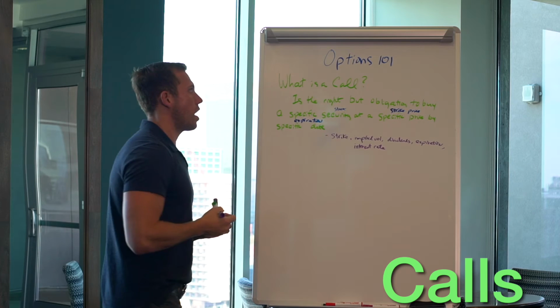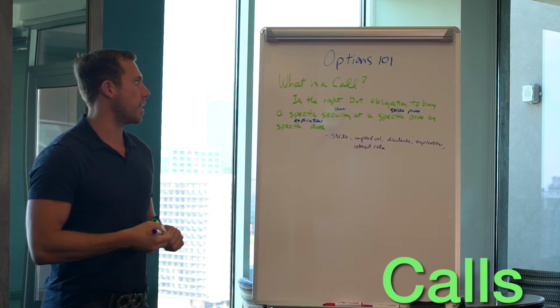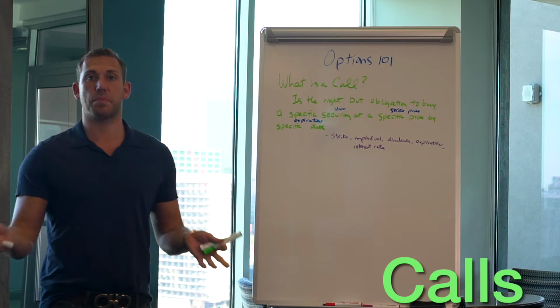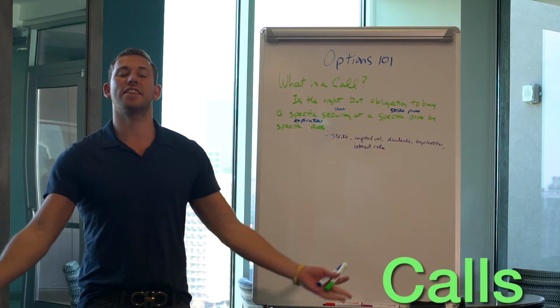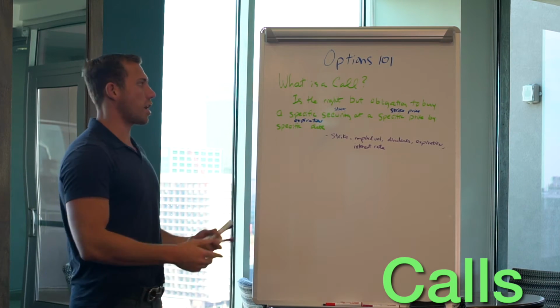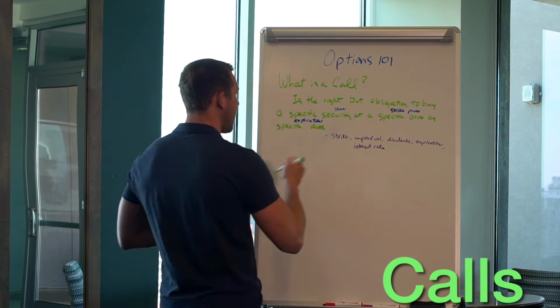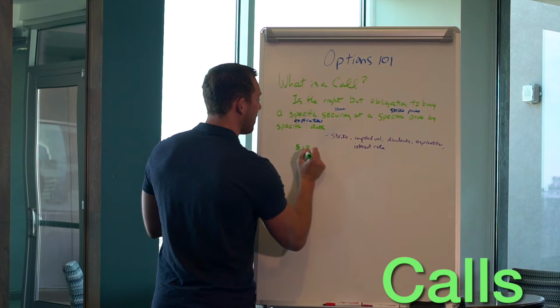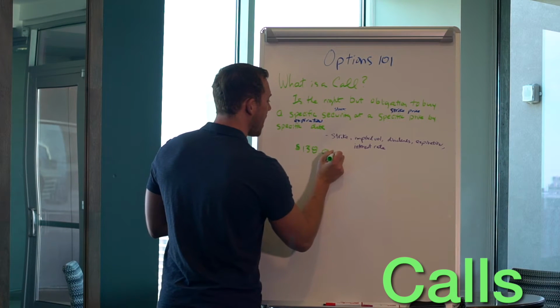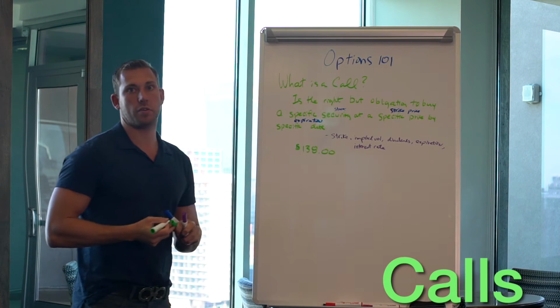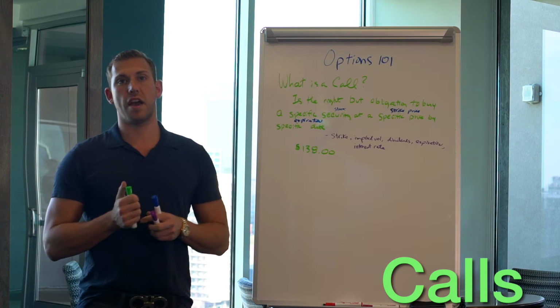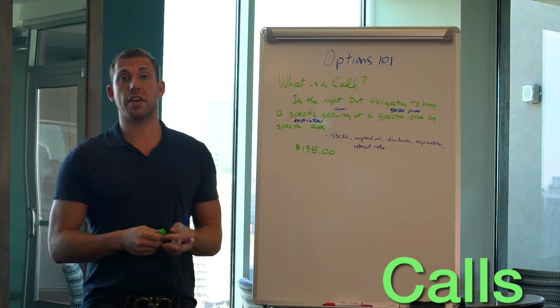A call option gives you the right, but not obligation, to buy a specific stock at a specific price within a specific period of time. We'll put this in nice, easy terms so everybody can understand. We'll talk about Apple here. Let's say Apple's trading around $138. You say to your buddy, Apple's the greatest stock in the world. I think by the end of the year, Apple could be $200. I mean, it could go down to $50, but I think it could be $200.